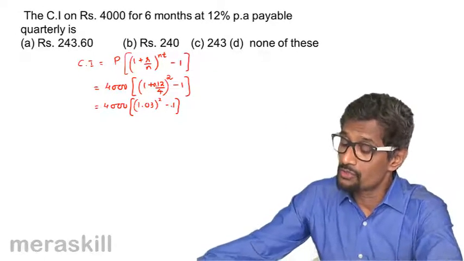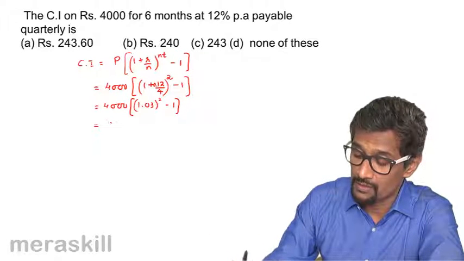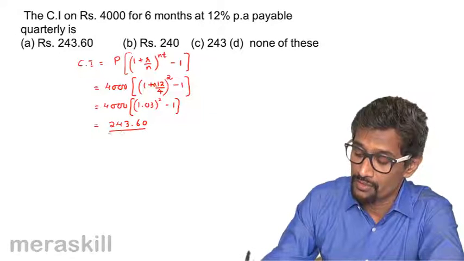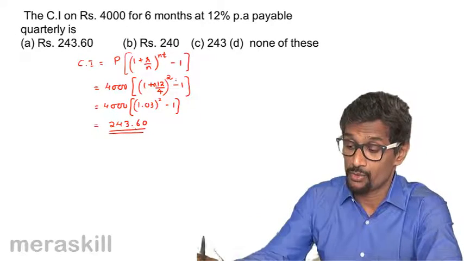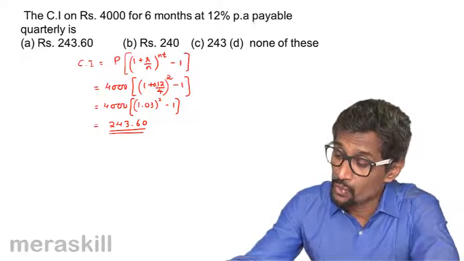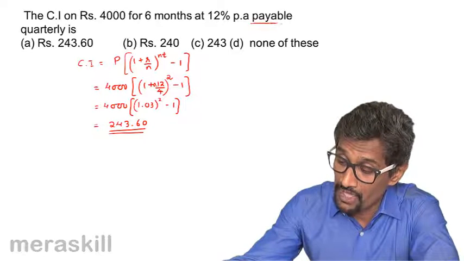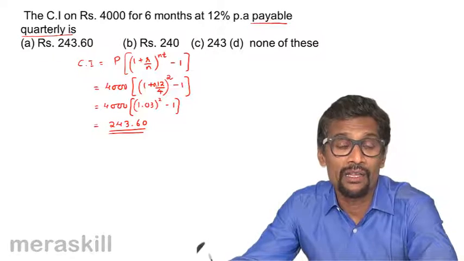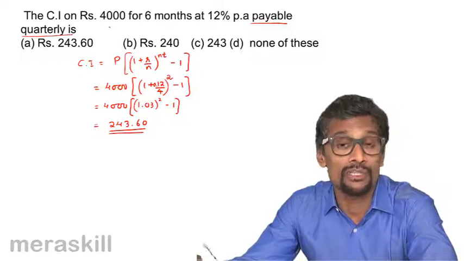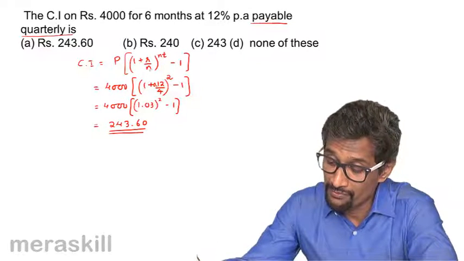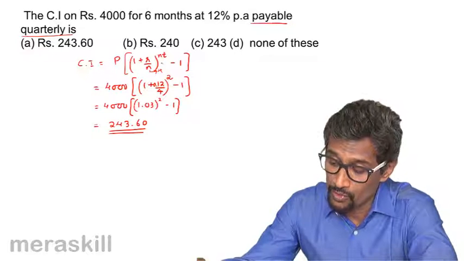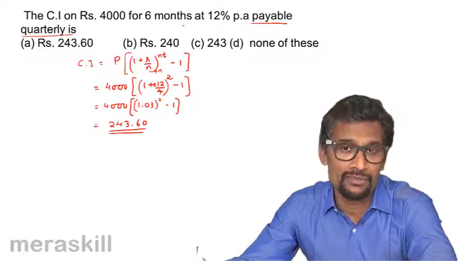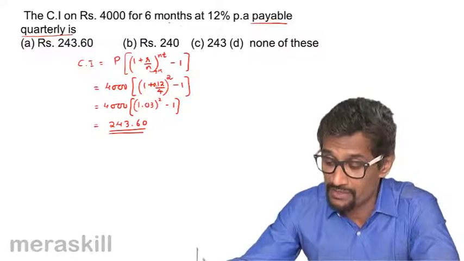So it turns out to be around 243.60. Just note this, they have told two concepts for rate: payable quarterly. That means in every year there are 4 such quarter year periods, and hence you have this n as 4. But they have asked you to consider only 6 months of interest. So there are only 2 such quarter years in 6 months.